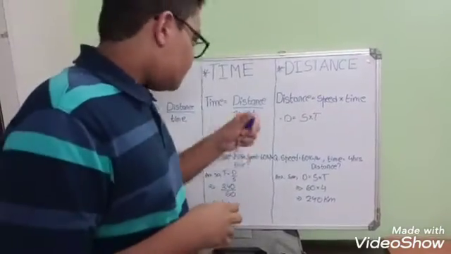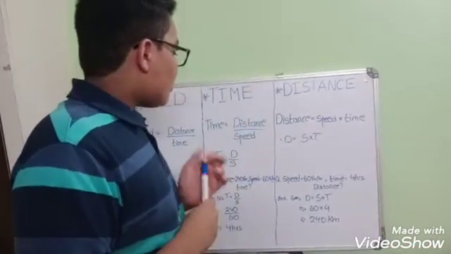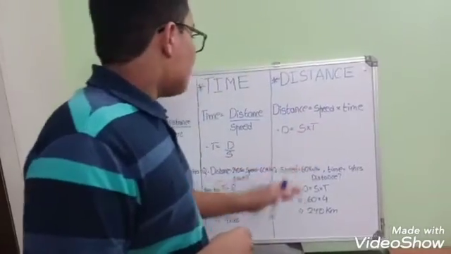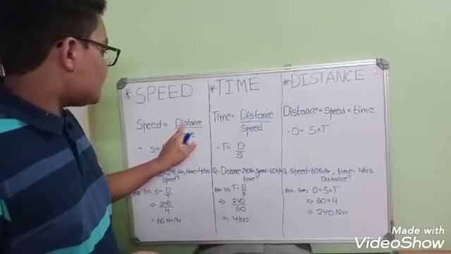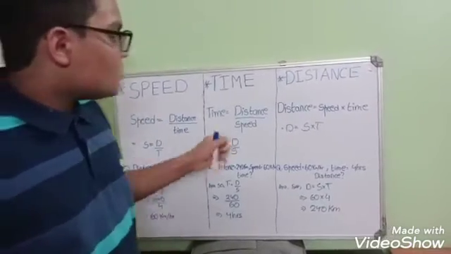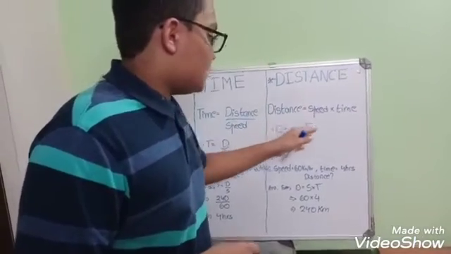Now let's go to distance. The distance of an object is equal to speed into time. Because when we rearrange this equation, if you want to find the distance, time will come to this side and it will become multiplication. So in variables it can be expressed as d is equal to s into t.